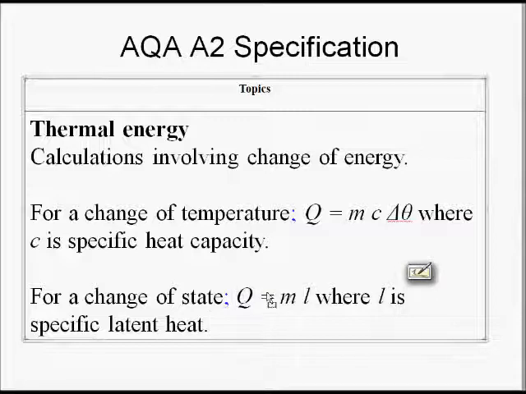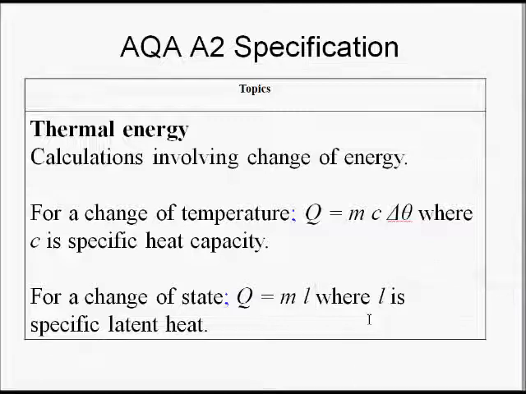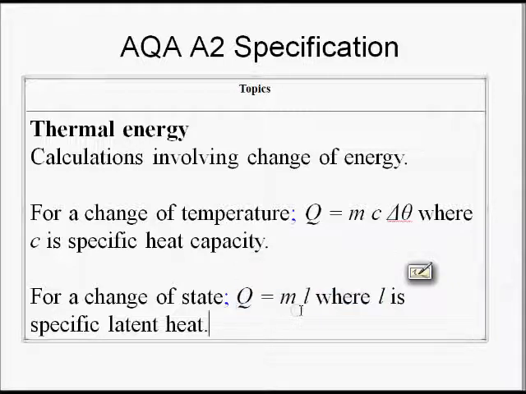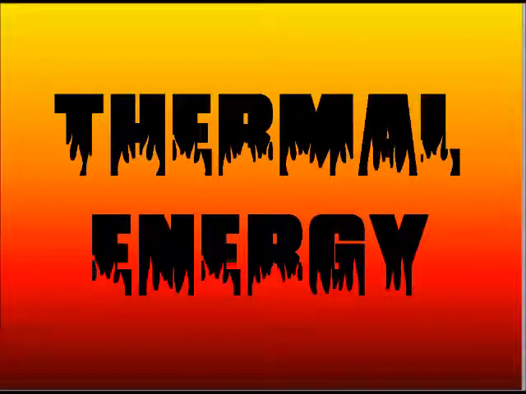And this equation here. We've got the change in energy, where the change of energy is equal to the specific latent heat and the mass of the object. That's thermal energy, and that is a wrap. Job done.